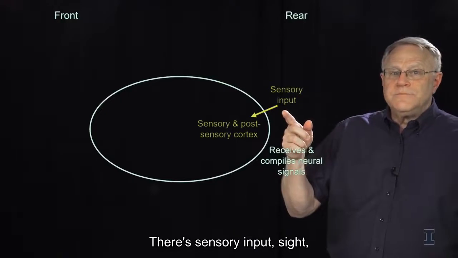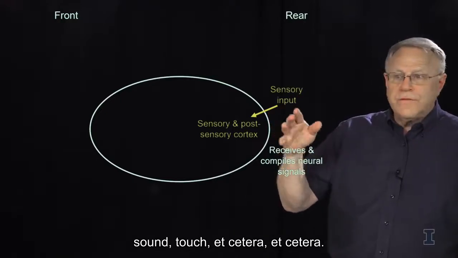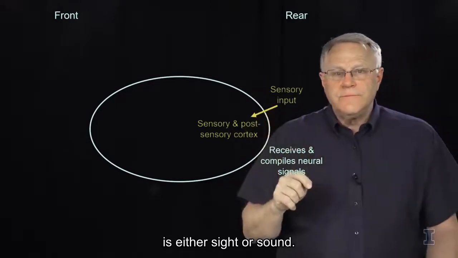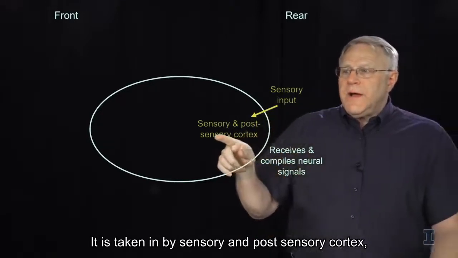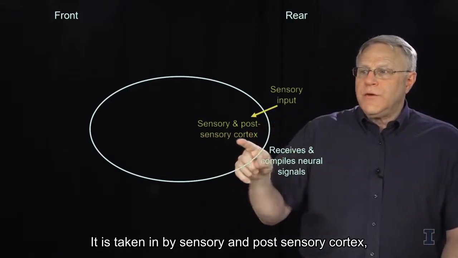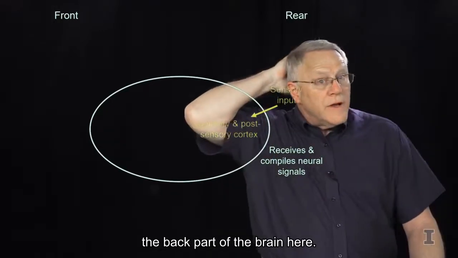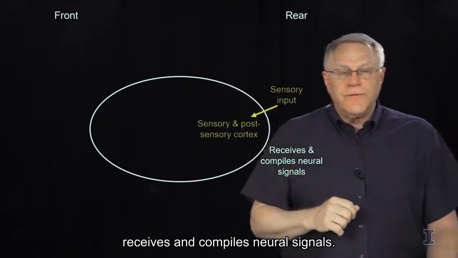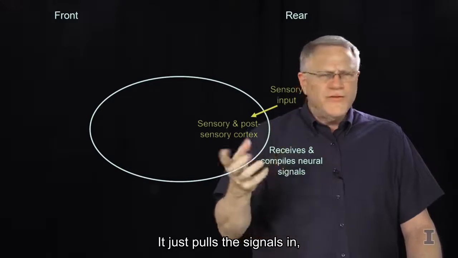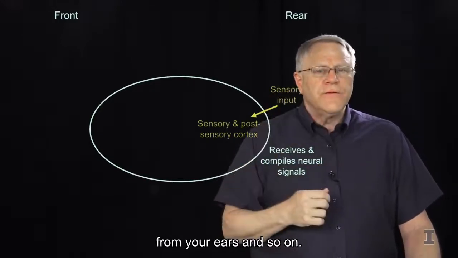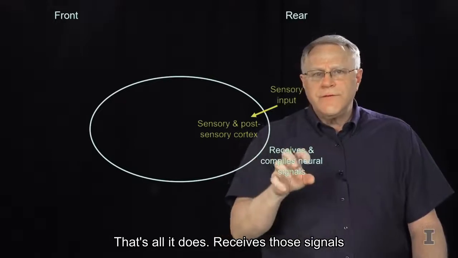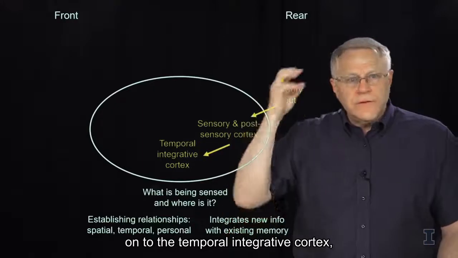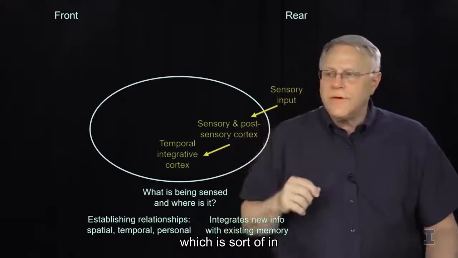There's sensory input. Sight, sound, touch, etc. In a classroom, a lot of times this is either sight or sound. That's taken in by the sensory and post-sensory cortex, which is on the back part of the brain here. What that part of the brain does is it receives and compiles neural signals. It just pulls the signals in, that's all, from your eyes, from your ears, and so on. That's all it does. It receives and compiles those signals, takes that information and passes it on to the temporal integrative cortex, which is sort of in the middle of the brain here.